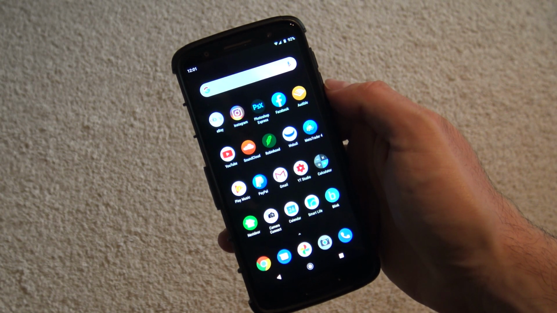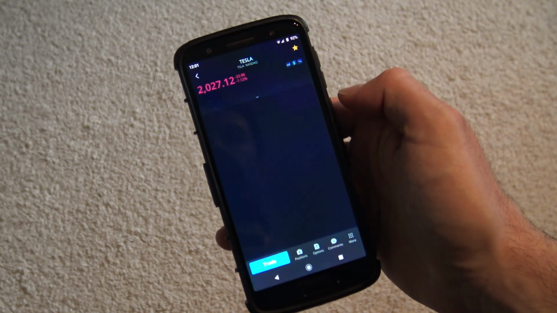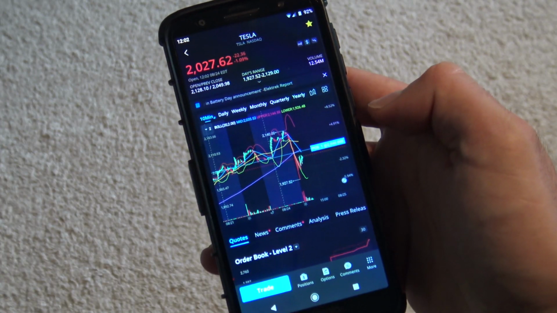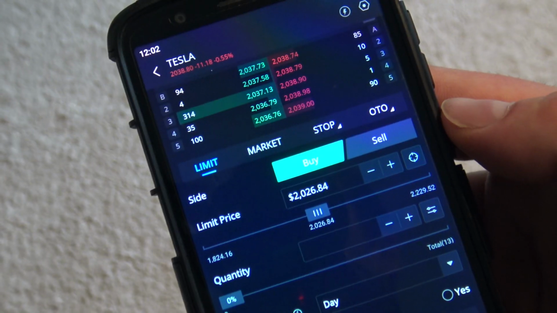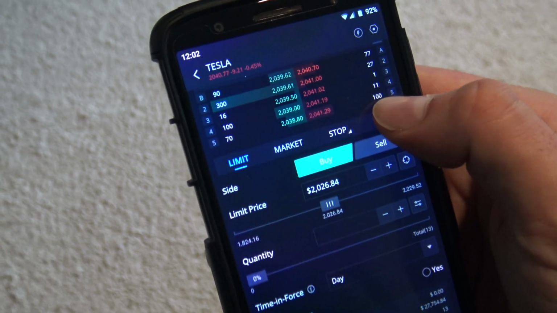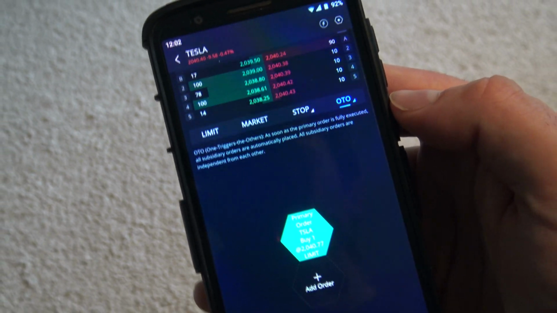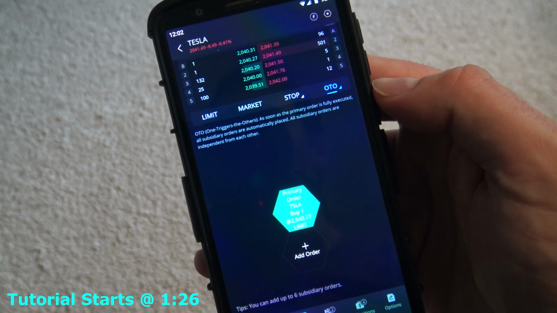Hey everyone, in this tutorial I'm going to show you how to buy shares of stock using Webull's OTO option, which stands for one triggers the other. Depending on the broker, it may be called one triggers another, but they work the same way. Just a heads up, I will be mentioning a few off-topic details throughout this video that new investors and traders might want to know before jumping in with real money.